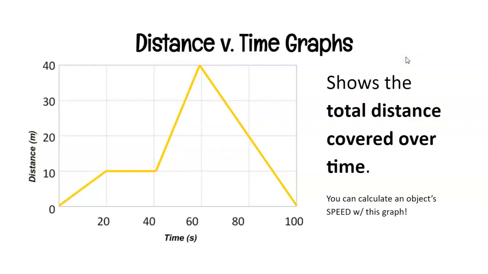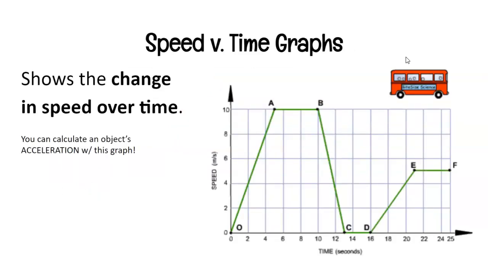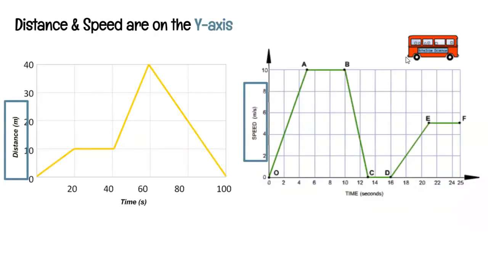The first one that we look at is called a distance time graph. A distance time graph shows the total distance covered over time. You can actually calculate an object's speed using a graph like this, and that is something we'll look at in this video. Then there's also a speed time graph. A speed time graph shows the change in speed over time. You can calculate an object's acceleration with this graph, but we are not covering that in this lesson. We'll look at that in a different lesson.